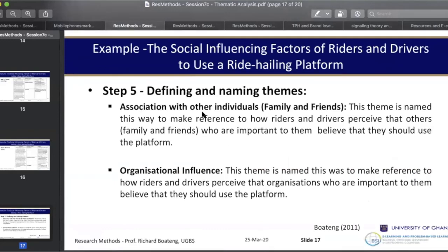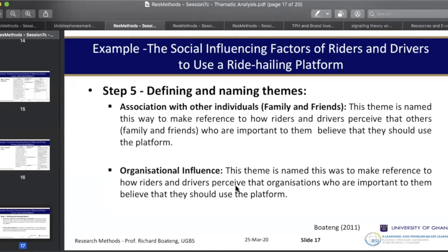Then we have to define and name the themes. Now we can see association with other individuals. This theme is named this way to make reference to how riders and drivers perceive others, family and friends who are important to them. The other theme that we can see is organizational influence. We have named them. One is family and friends. Another one is organizational influence.